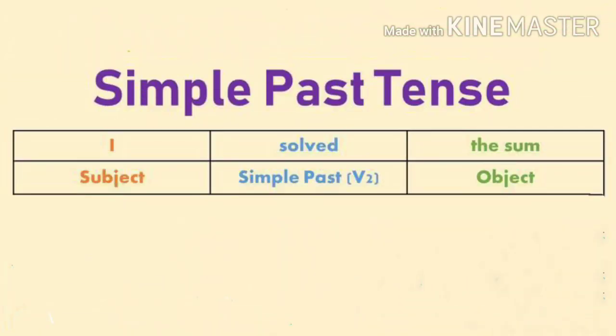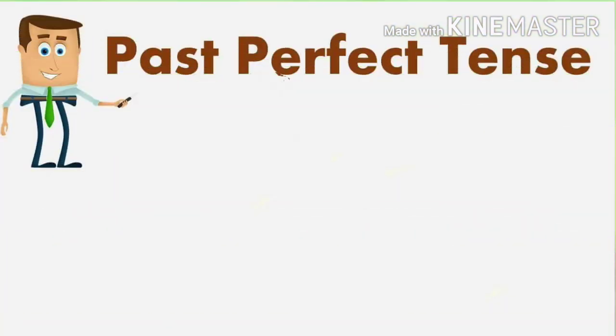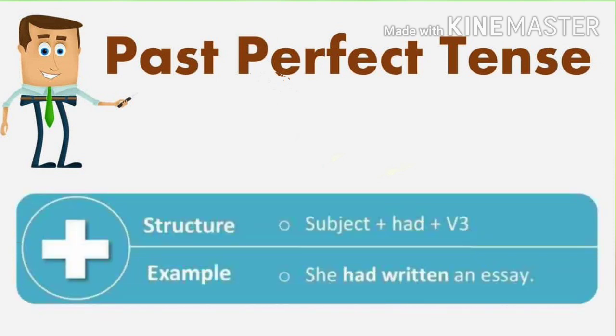First, simple past tense. See the example. I solved the sum. Here, I is the subject, solved is simple past, that is V2. The sum is the object. So this is the structure for simple past tense: subject plus V2 plus object. Now let us see the structure for past perfect tense: subject plus had plus V3.